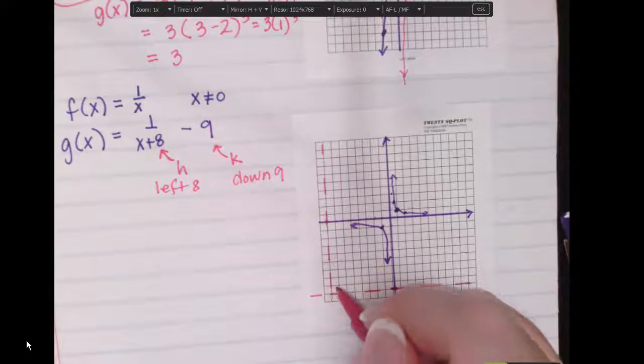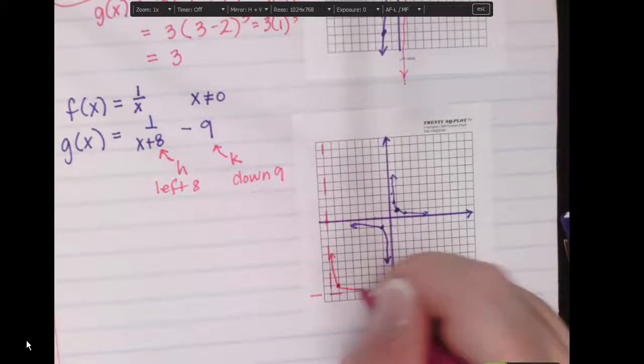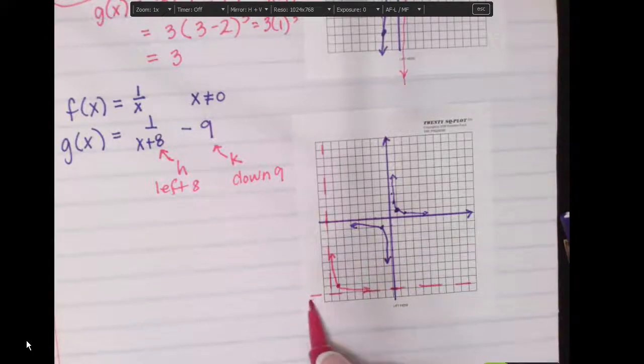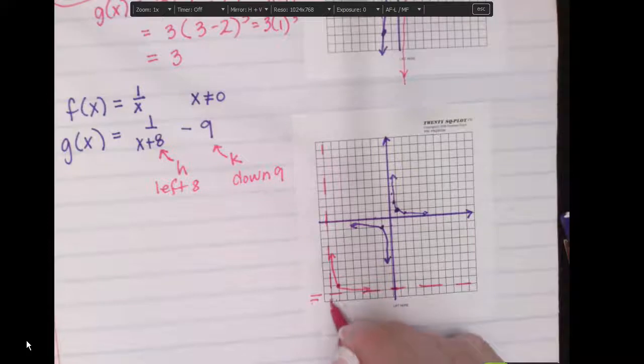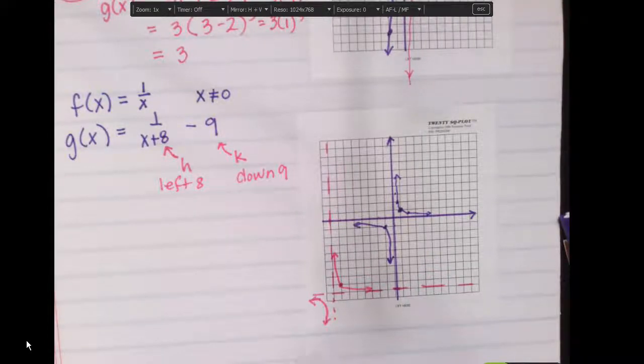So I'm just going to go up 1 over 1 to that 1, 1 point, and then I'm going to sketch my curve. I'm going to do the same down here. So this asymptote keeps going. So that's what happens with that transformation.